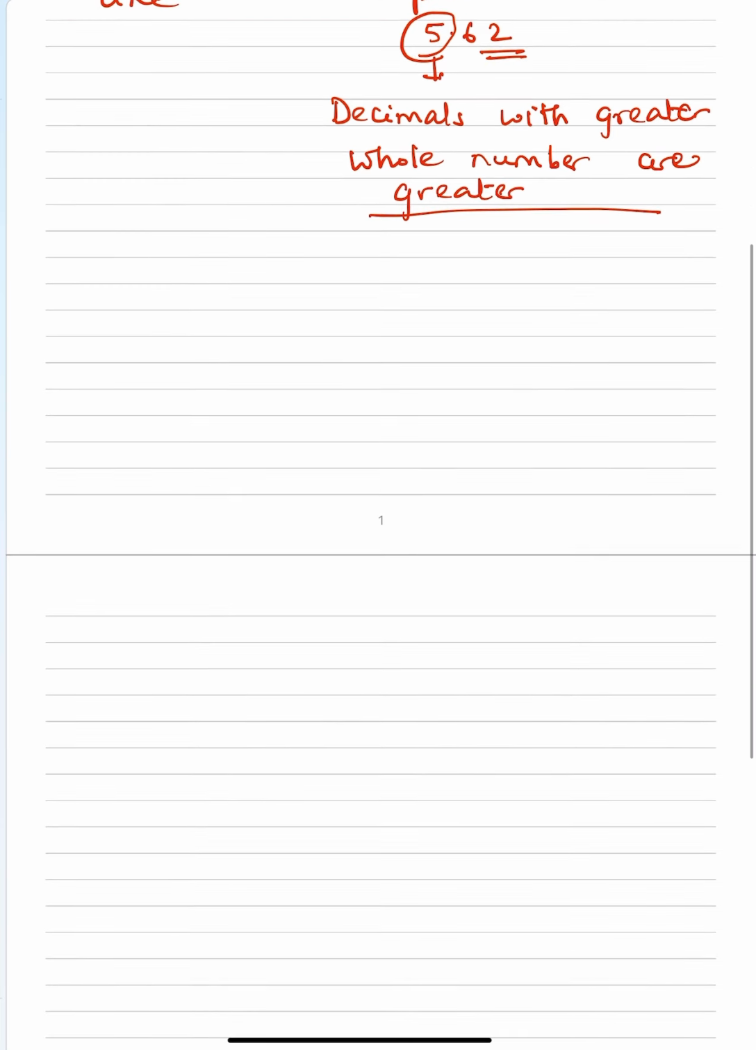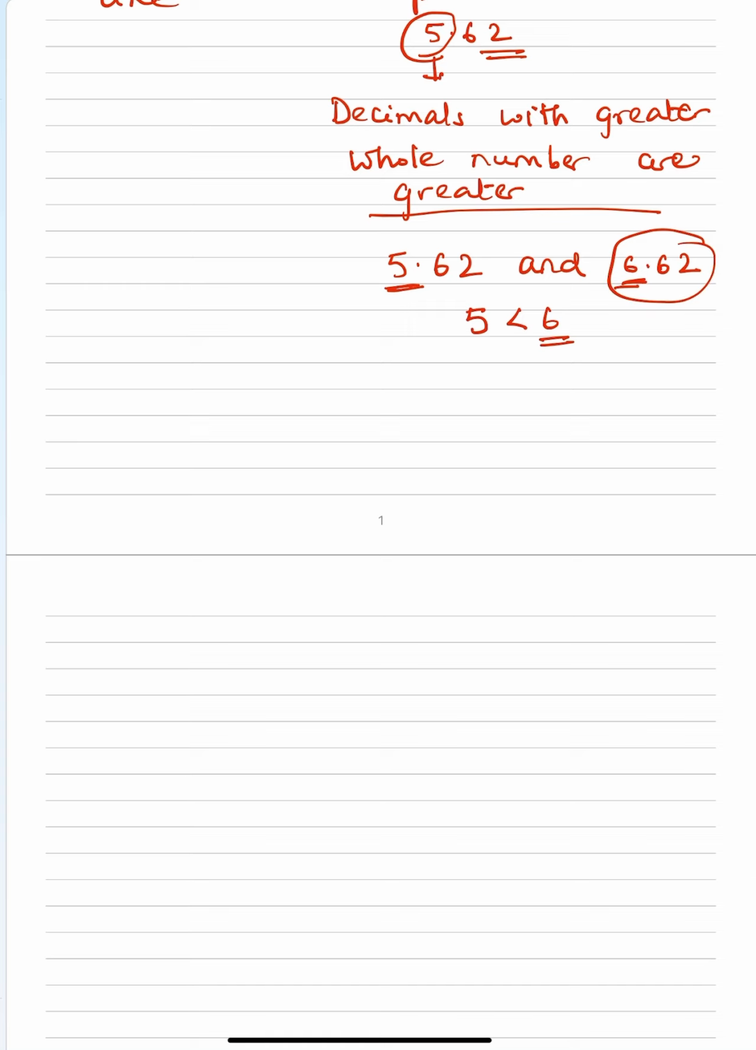When two numbers are given to us, suppose 5.62 and 6.62, we will compare first the whole number parts. Here 5 and 6 is given. 6 is greater than 5, correct? So we will say this decimal is greater. This way you have to compare the whole number part.